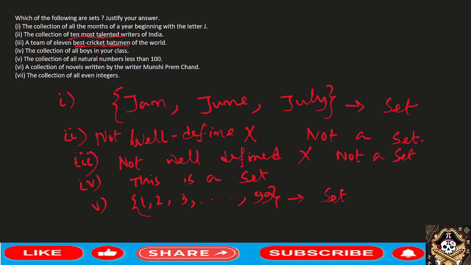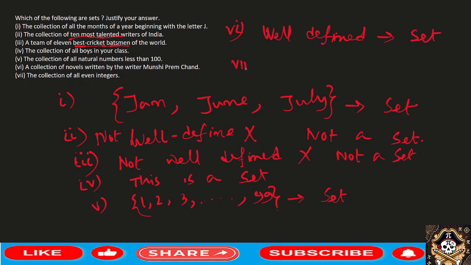Now go to the next example, the collection of novels written by writer Munshi Premchand. Here Munshi Premchand is a well-known writer, and number of novels written by him is finite. So in that case, that collection is a set, because this collection is well defined. Therefore this makes a set.